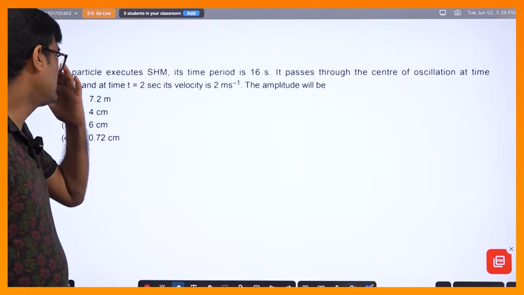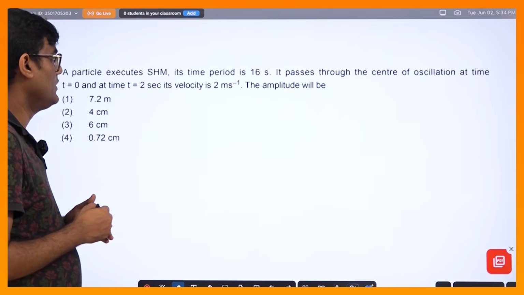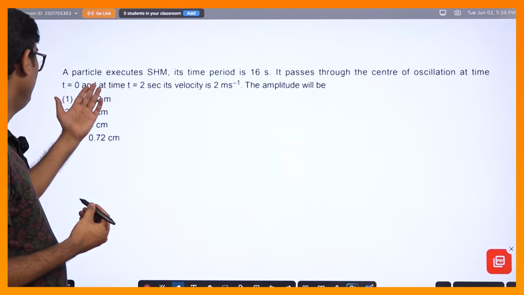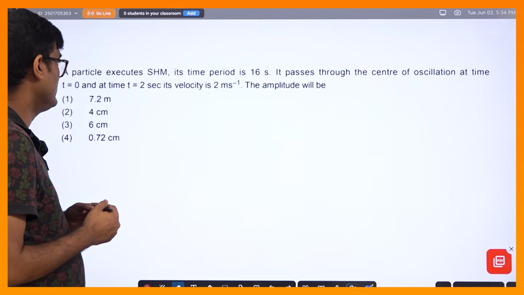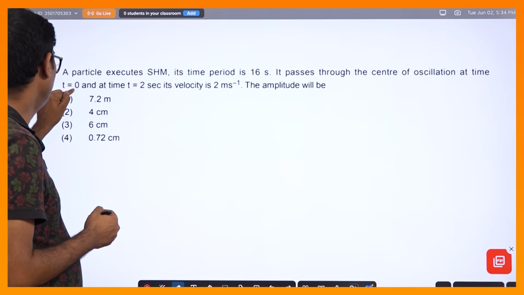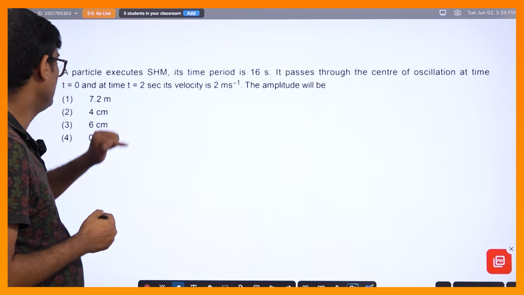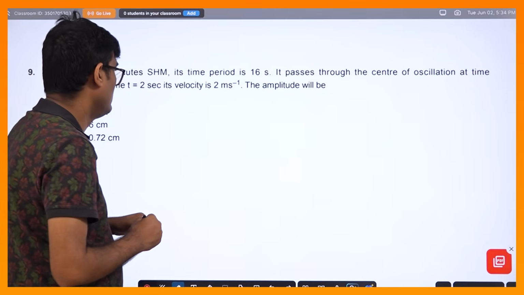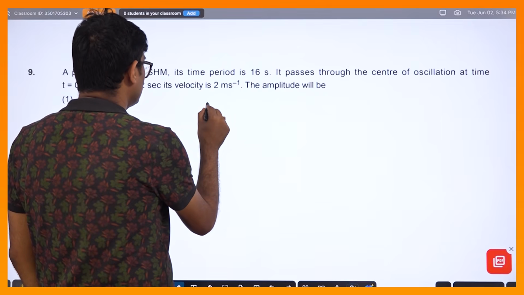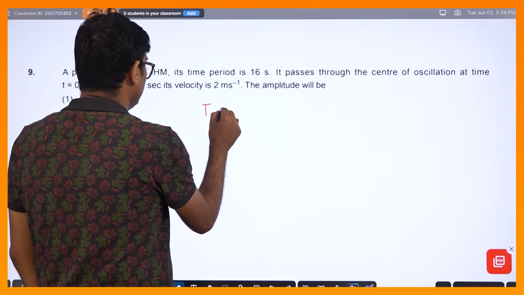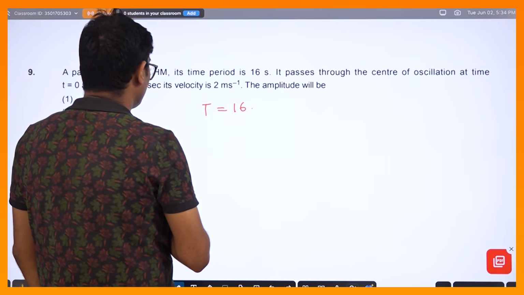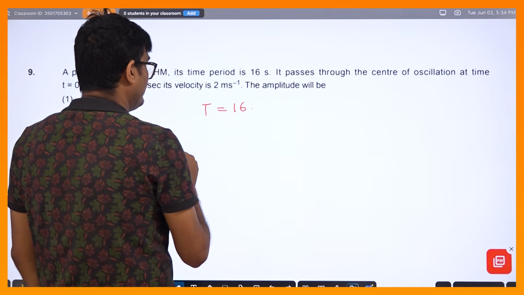A particle executes SHM. It passes through the center of oscillation at t equal to 0 and t equal to 2 seconds. At time t equal to 2 seconds, velocity is 2 meter per second. The amplitude will be? So it is passing through the oscillation center at t equal to 0 and at t equal to 2 seconds, its velocity is 2 meter per second. Okay. So if its time period is 16 seconds, what is the amplitude we have to calculate?